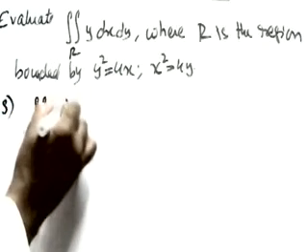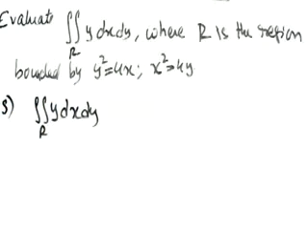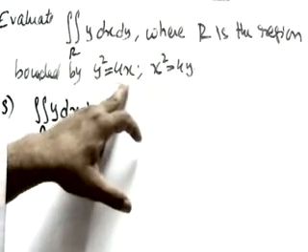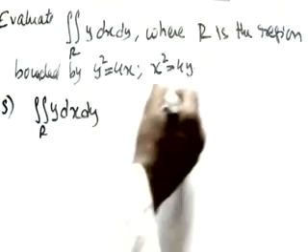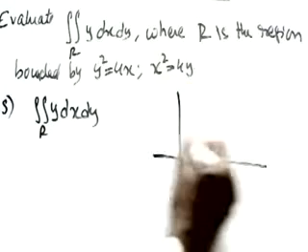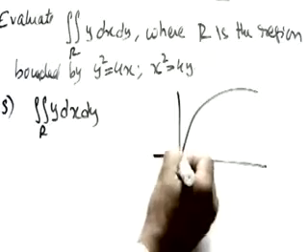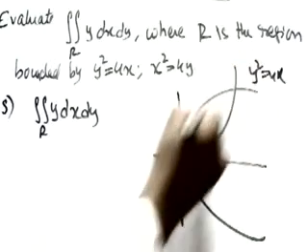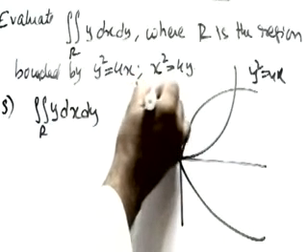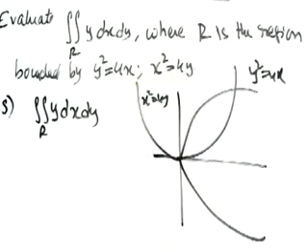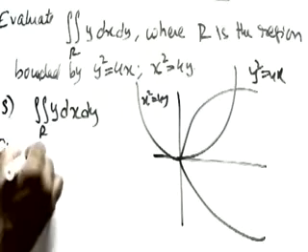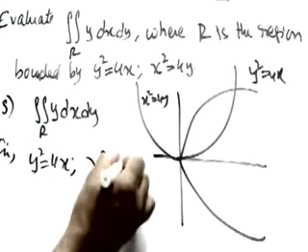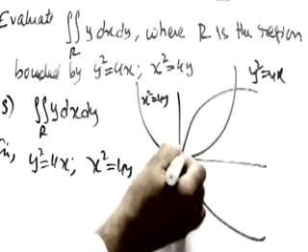Let's see the next question, double integration over the region dx dy. What is the y dx dx? What boundaries are given? Bounded by y square equals to 4x, x square equals to 4y. We already learned this in the starting class, this is y square equals to 4x, and this will be x square equals to 4y. So watch carefully. Given one is y square equals to 4x and the other is x square equals to 4y.